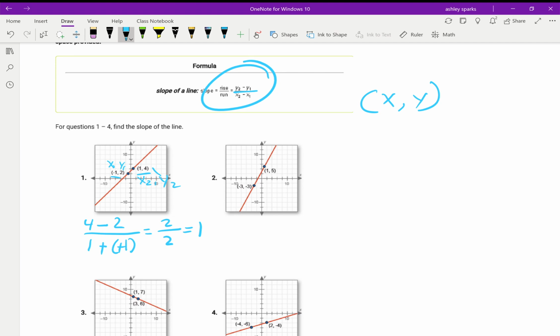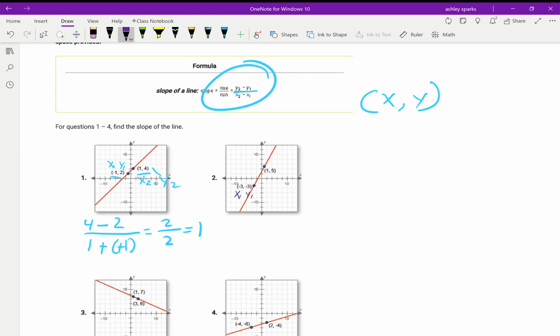A lot of times our slope might not be so easily simplified. If you're getting a fraction, don't make slopes into decimals. That's just not what Synergy is going to want, or Apex will want. Leave them in that nice fractional form if it doesn't break down easily. So let's do another one.